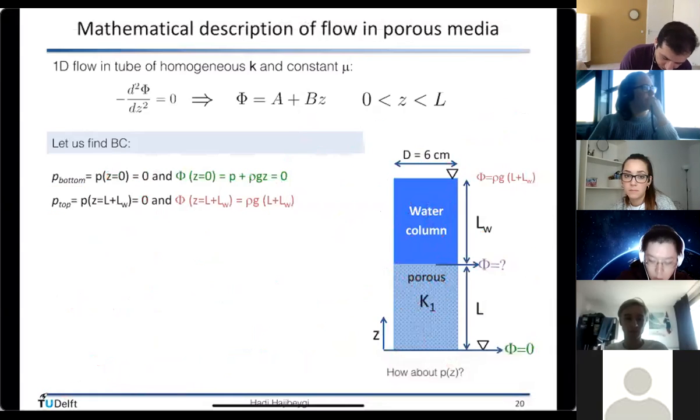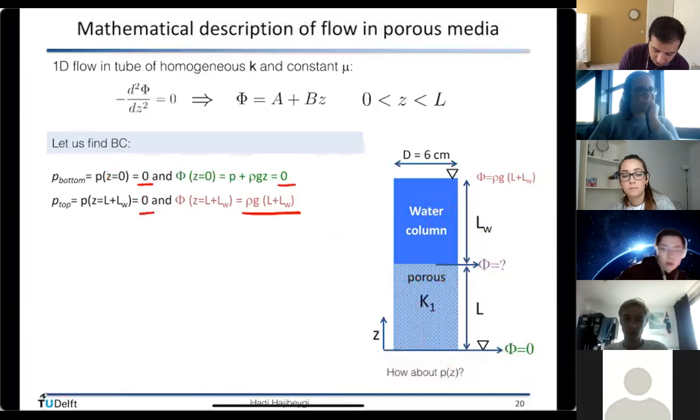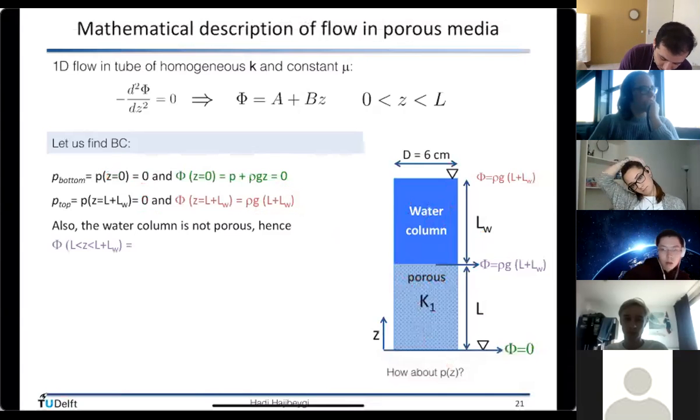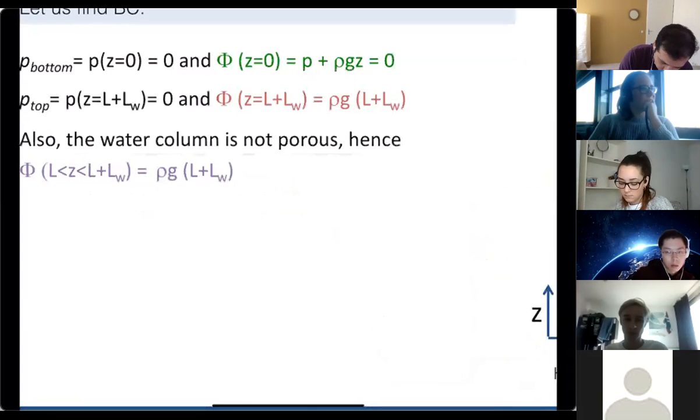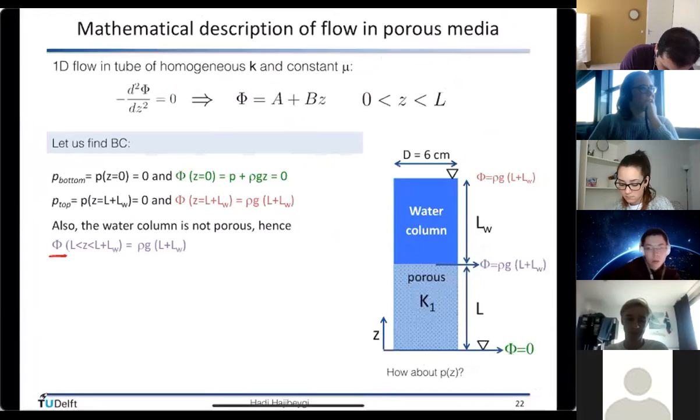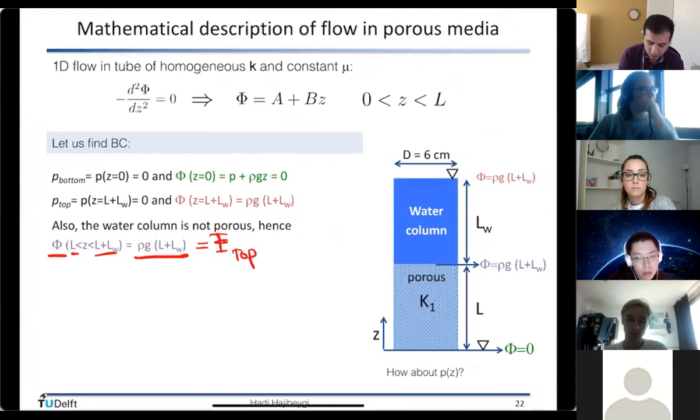And this is exactly what I have written neatly in here. Pressure atmospheric is neglected and it's all relative. So potential at the bottom is 0, at the top is rho g times L plus LW. And then finally, the potential between L and L plus LW would be the same potential as the top, which is rho g times L plus LW.